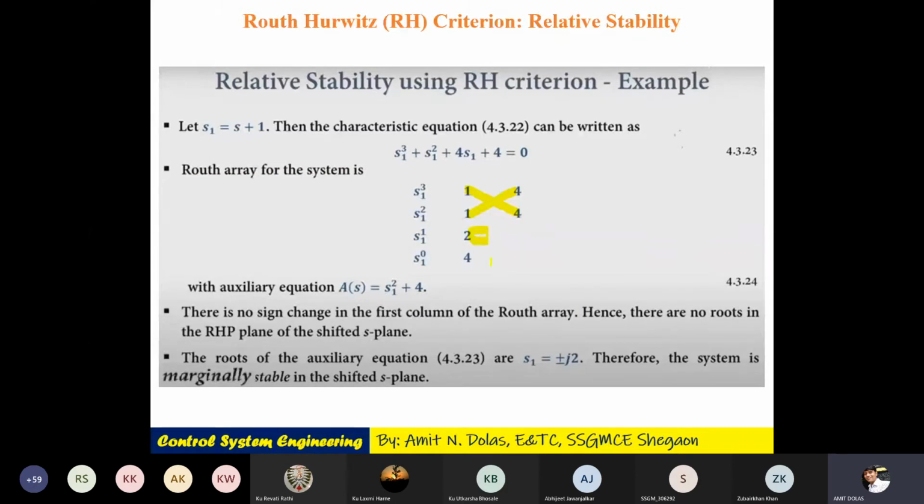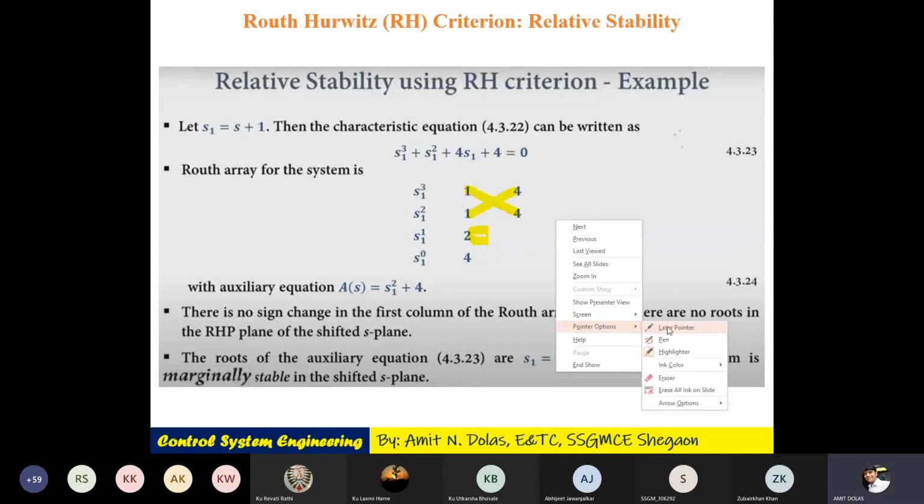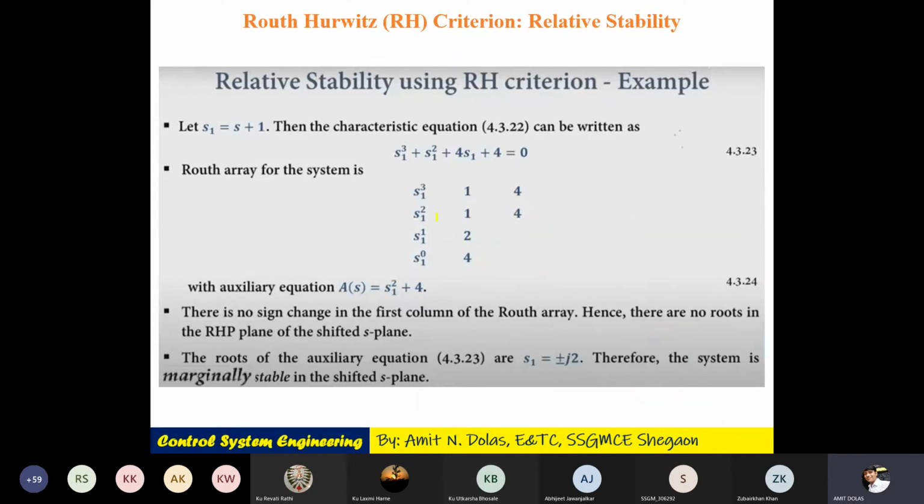So what do we do in this case? In this case, we go for the auxiliary equation from just above wherever the 0 is coming. So the auxiliary equation A(S) will be 1 into S1 square plus 4. So there is no sign change in the first column. After this, what do we do? We differentiate this auxiliary equation. It will be 2S plus 0. So I may write 2 here and 4 as it is here.